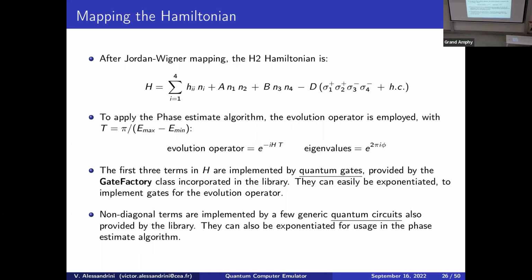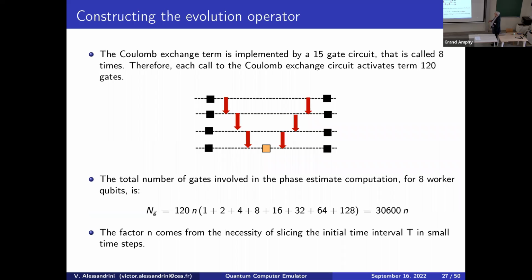So the point is that emulating the diagonal terms is easy. Emulating this term is much more complicated because you need to emulate this term with 120 gates. In fact, you have a circuit which has 15 gates, and you need to operate the circuit 8 times.